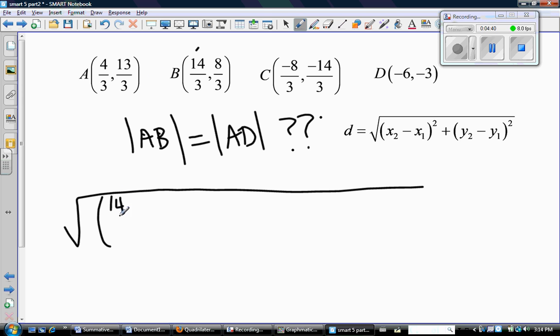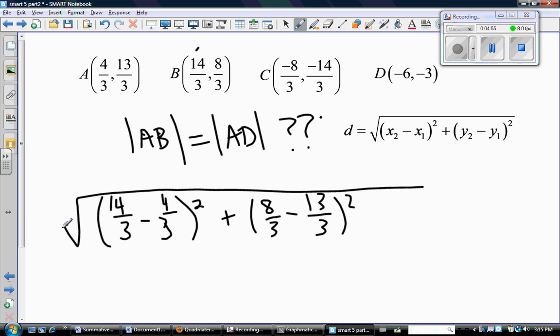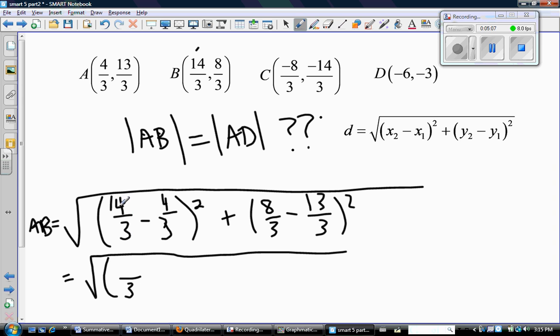So x2 minus x1 squared plus y2 minus y1 squared. And I should put something over here like I'm finding the length of AB. So isn't it nice we already have common denominators? So denominator 3, 14 take away 4 is 10. Again, denominator 3, 8 minus 13 is negative 5.